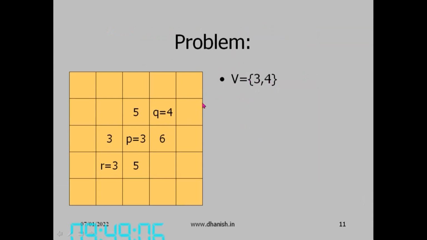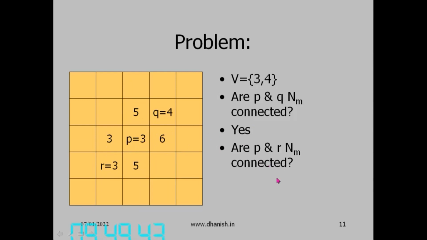So here there is a 6. So now, are P and Q M connected? P and Q, so 3, 4, but this is not intersecting. So they are not connected. But P and R, here it is diagonally connected, but it is also horizontally connected. So now the connection can be through this or this. To avoid that ambiguity, we say this is not M connected. So P and R are not M connected.